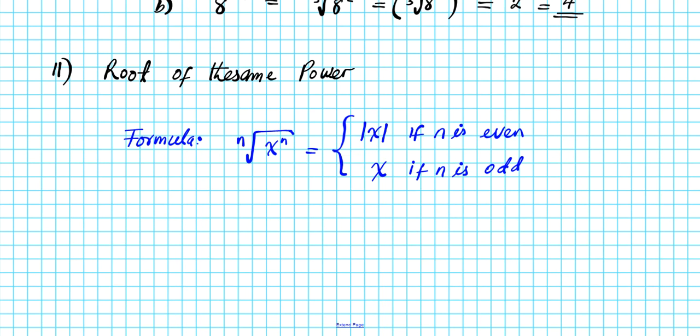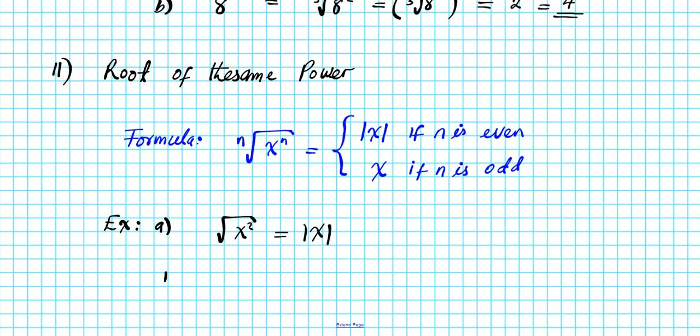Now let's go ahead and take a look at some examples. Example A. What if you were asked to evaluate the expression the square root of x squared? The root is 2 and the power is 2. So what's the final result going to be? Since 2 is even, your final result is going to be the absolute value of x, just because 2 and 2 are even.